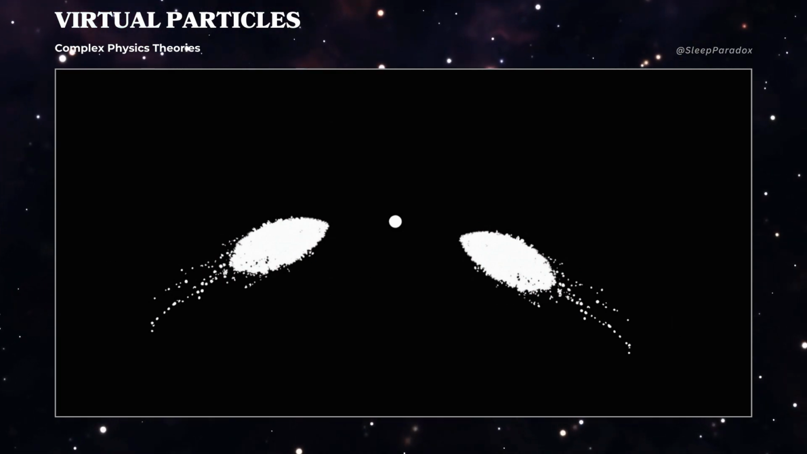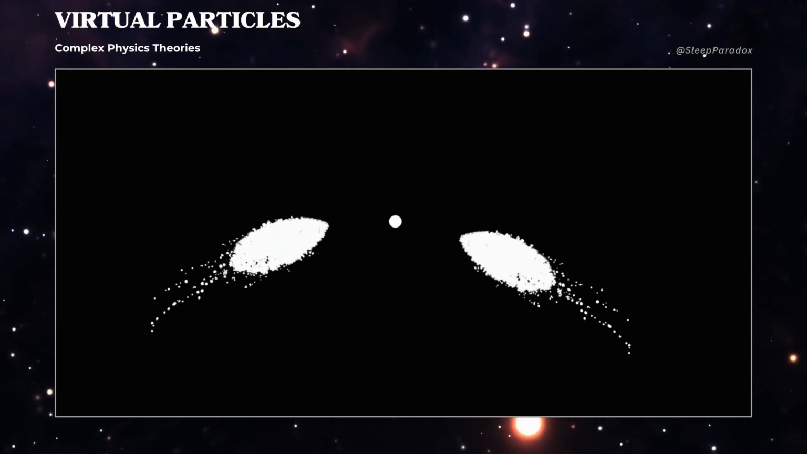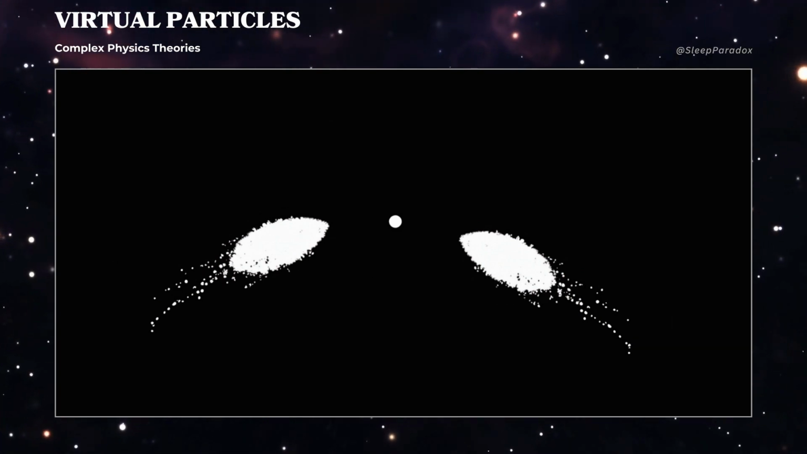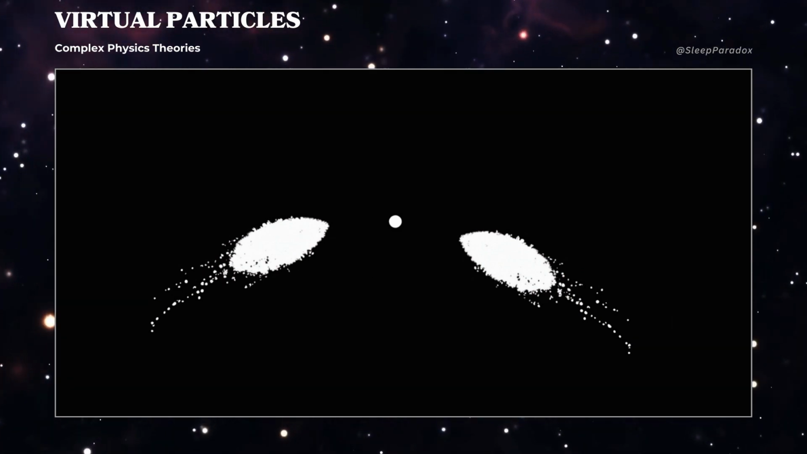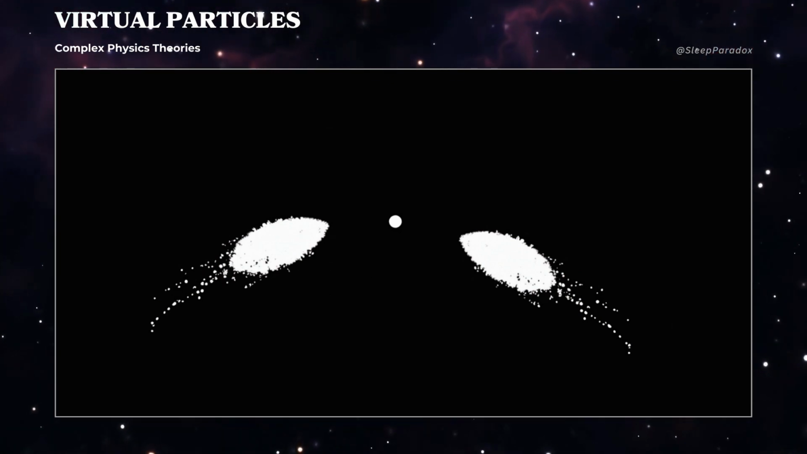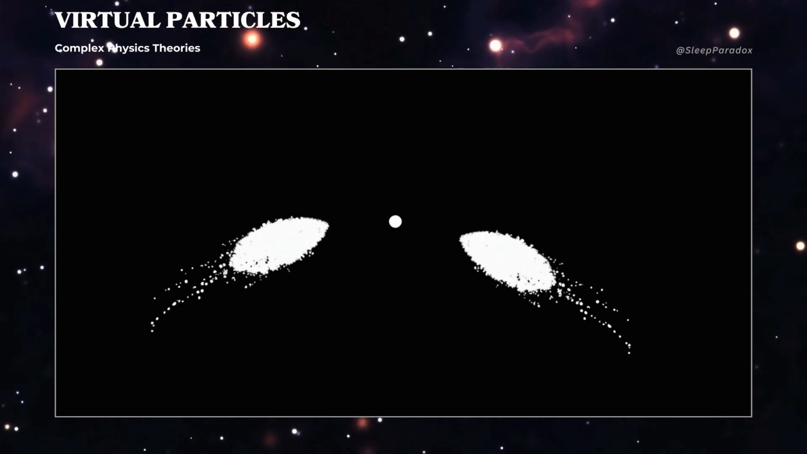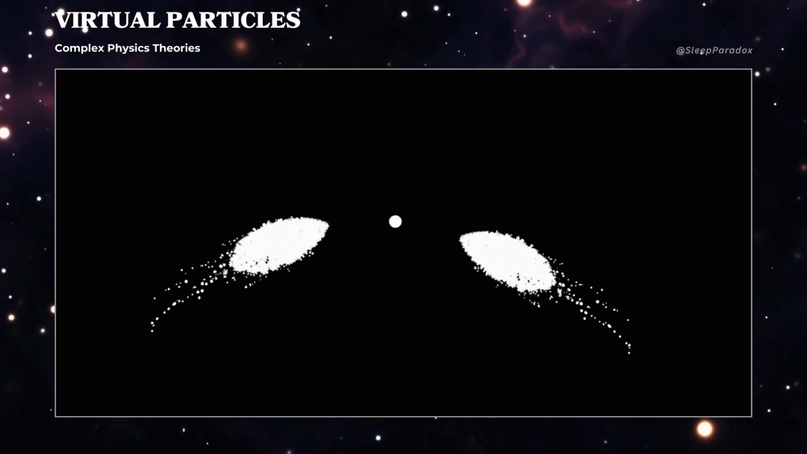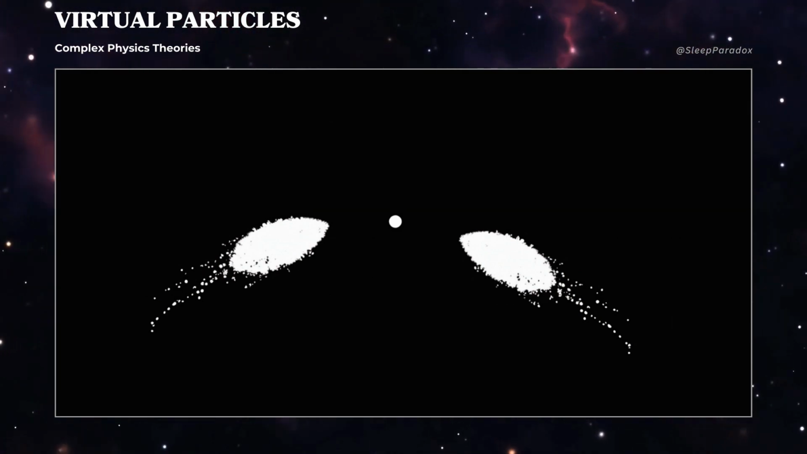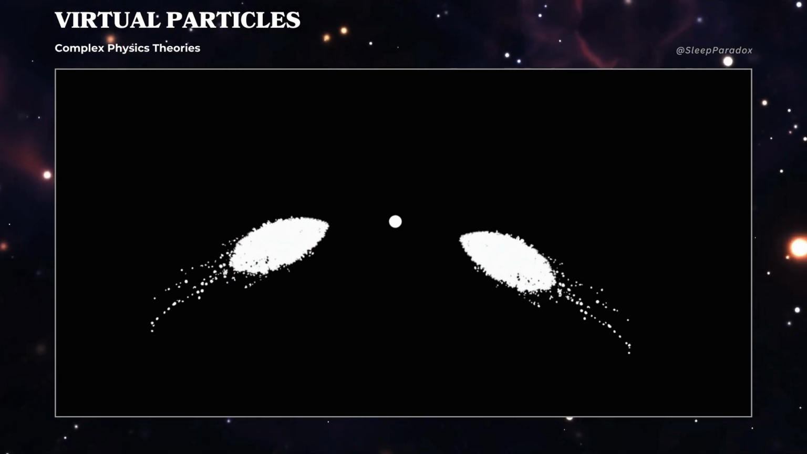Virtual particles also affect the energy levels of atoms. In hydrogen, for instance, the interaction of the electron with virtual particles in the vacuum slightly shifts its energy. This shift, known as the Lamb shift, has been measured with high precision and agrees perfectly with the predictions of quantum electrodynamics. So while virtual particles are not real in the traditional sense, they don't exist on their own, and they cannot be detected directly.